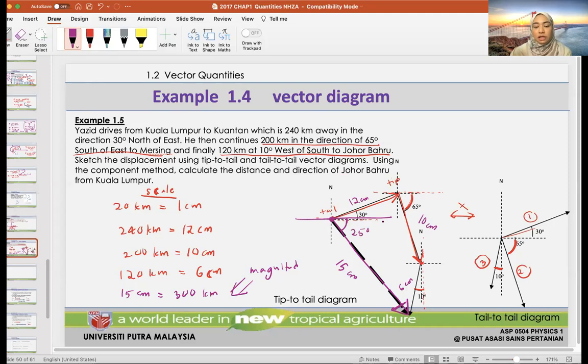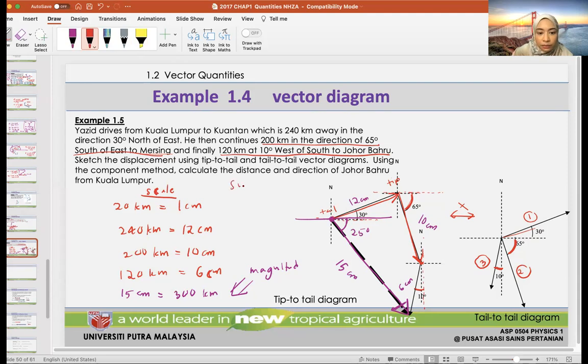Let's say this is 25 degrees. So how should I describe this in east, north, west, south? Anyone wants to try? Okay, so this is 25 south of east. Okay, betul. 25 degrees south of east.